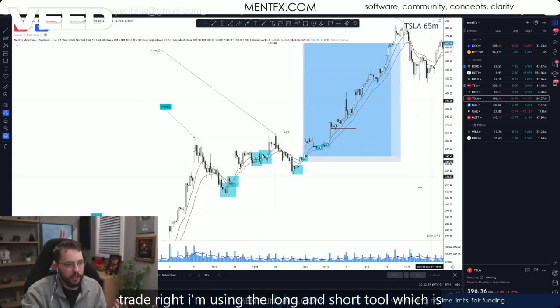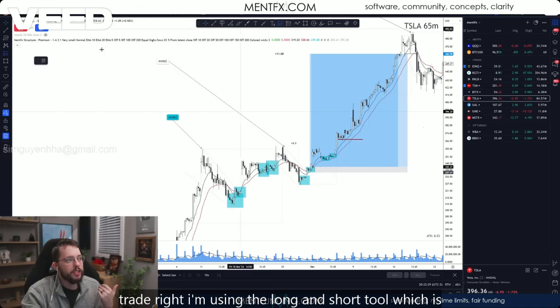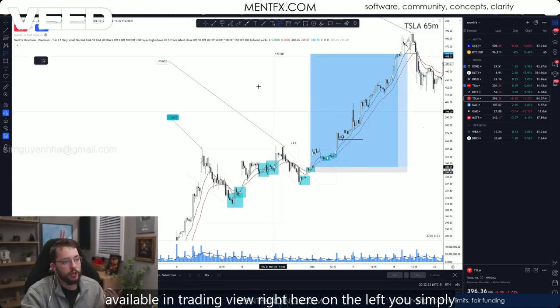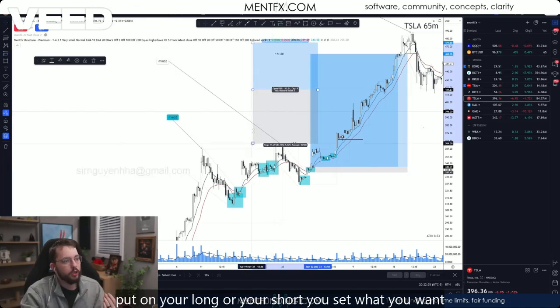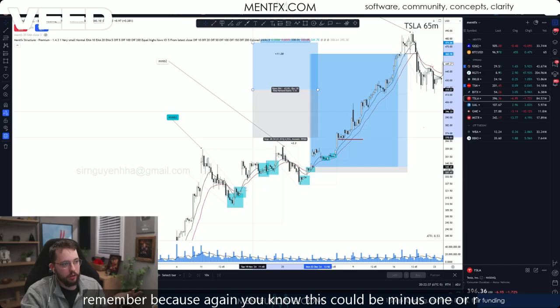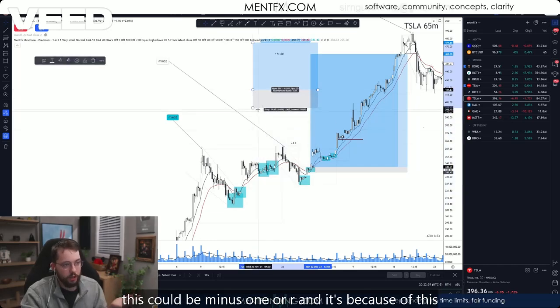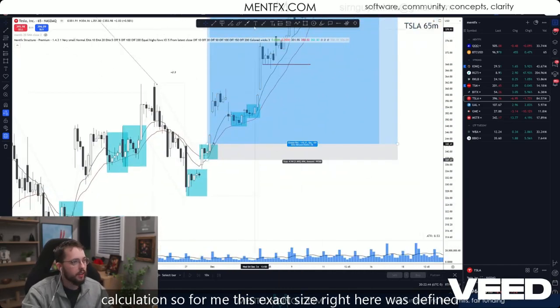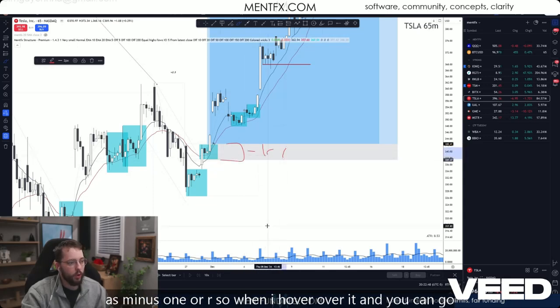Now, when I took this trade, I'm using the long and short tool, which is available in TradingView here on the left. You simply put on your long or your short, and you set what you want. Remember, because again, this could be minus 1 RR, and it's because of this calculation. So for me, this exact size right here was defined as minus 1 RR.